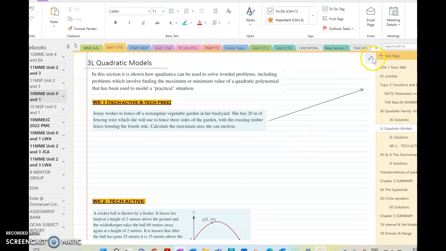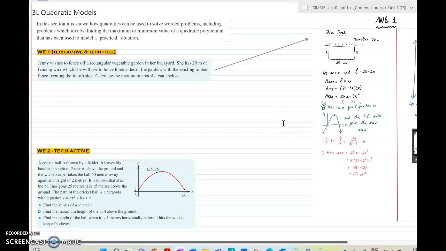Okay, so we're now just moving on to more worded questions. So let's have a look at these two word examples. In word example one, we're going to have a tech active approach, and then we're going to do a tech free. So I'm just going to read the paragraph at the top.